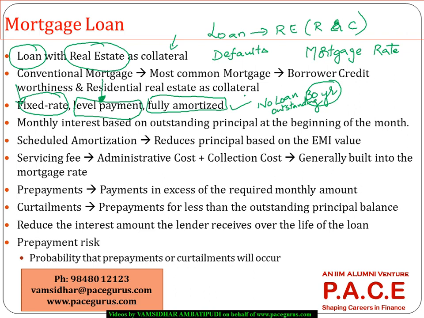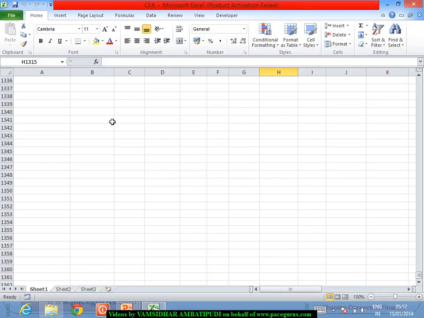Now let me take a small example to illustrate the same. Let me use a spreadsheet. Well, let's say I'm planning to borrow a principal of 500,000 at a prevailing interest rate per year. Let me assume the interest rate per year as 6%, and I want to borrow for a number of years. I want to borrow for 30 years.